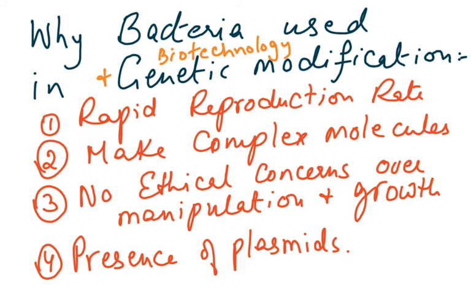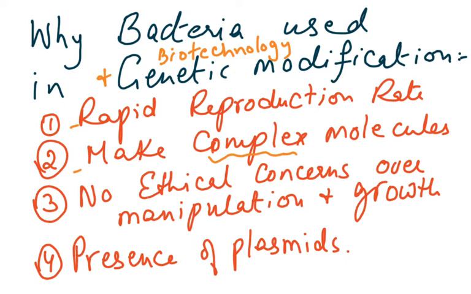Number one, they have a rapid reproduction rate. Number two, they can make complex molecules for us, like insulin. We need insulin because people who are suffering from diabetes need it, but we can actually put the recipe for making insulin into a bacteria, and the bacteria will make insulin for us. So they can make complex molecules.